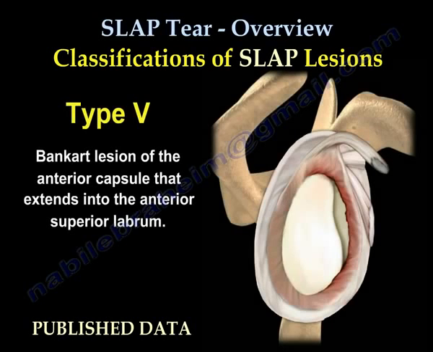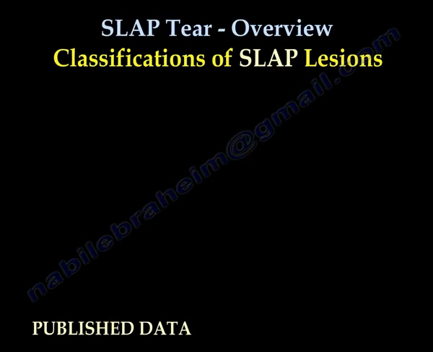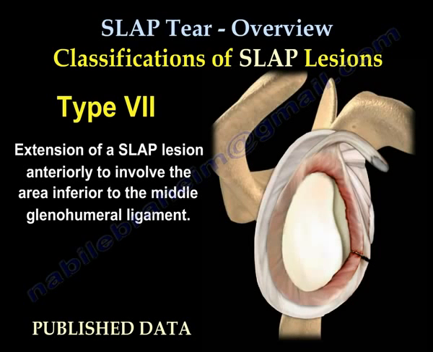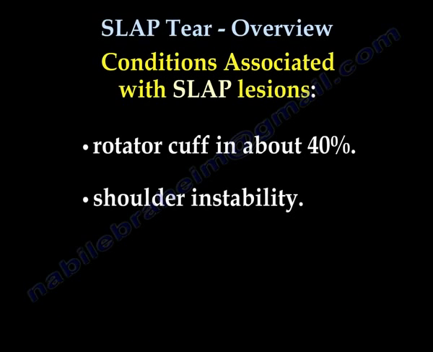Type 5, Bankart lesion of the anterior capsule that extends into the anterior superior labrum. Type 6 is a disruption of the biceps tendon anchor with an anterior or posterior superior labral flap tear. Type 7 is an extension of a SLAP lesion anteriorly to involve the area inferior to the middle glenohumeral ligament. Conditions associated with SLAP lesions include rotator cuff injury at about 40% and shoulder instability.